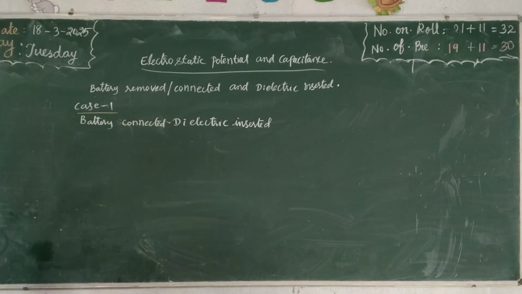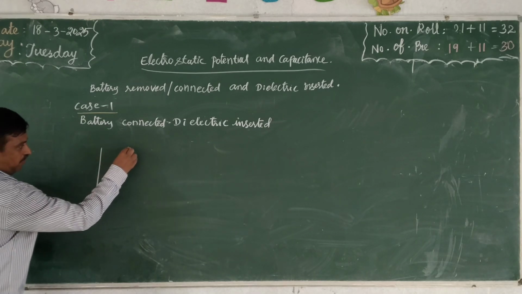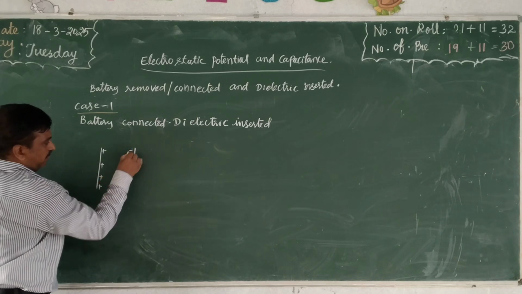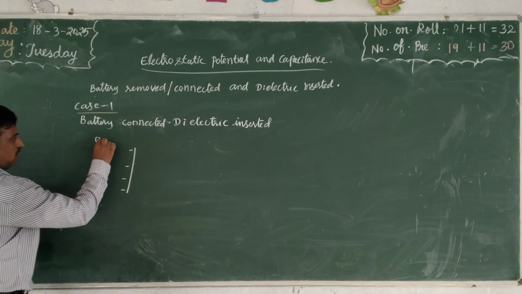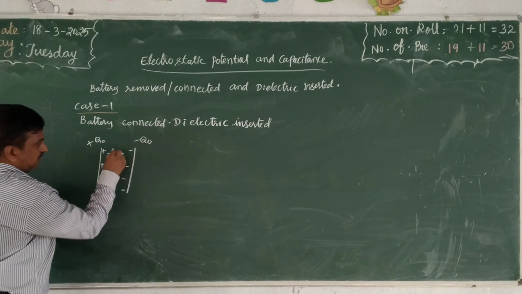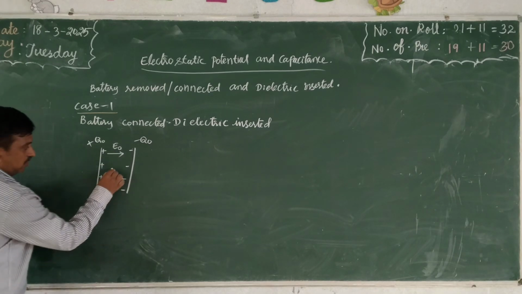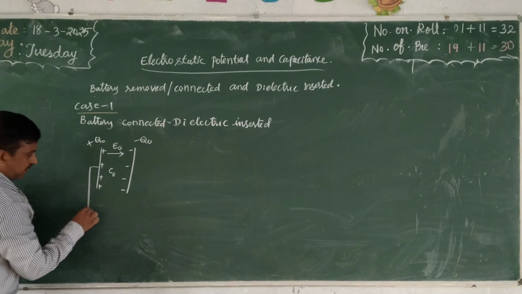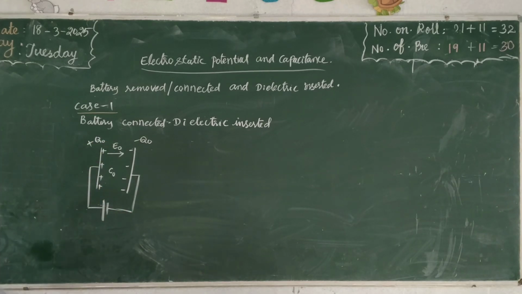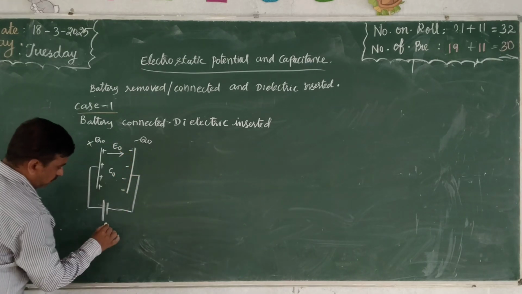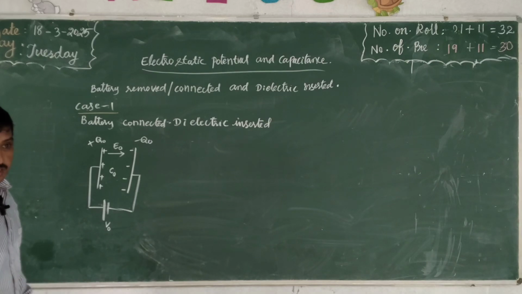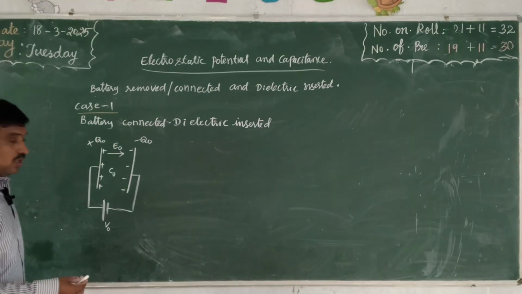Battery connected and dielectric inserted. Here is the capacitor. This is the positive charge, and how it is developed we know already. Here minus. What is the charge here? Plus q naught, and here minus q naught. This is the direction of the electric field. Initial electric field E naught, initial capacitance C naught, and the battery is connected. In this case charge is q naught, capacitance is C naught, electric field E naught, potential is V naught. We say V naught, E naught, Q naught and C naught because they are the initial potential, electric field, charge and capacitance.